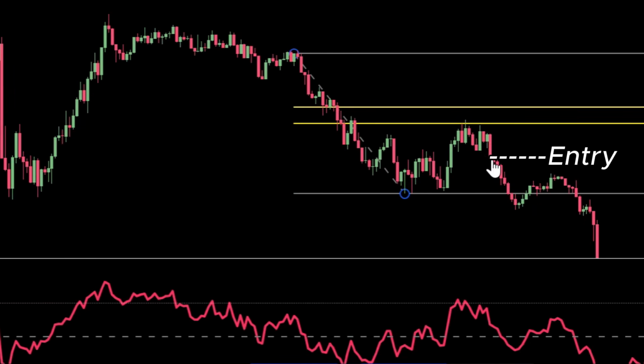Enter a sell trade after the candle closes. Set your stop loss just above the swing high and set your take profit at the previous swing low. As you can see, price moves down and hits the target. Another successful scalp.